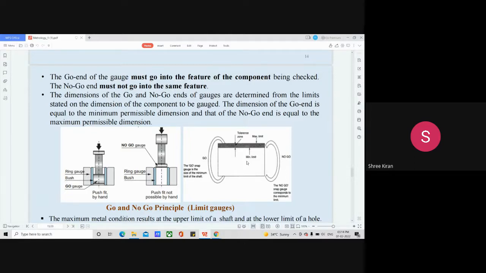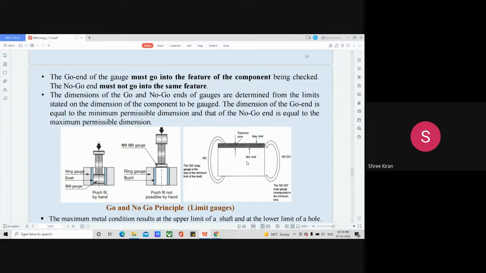Then Taylor's principle states that the go gauge should check all the dimensions, roundness, size, location, etc. So that is Taylor's principle.